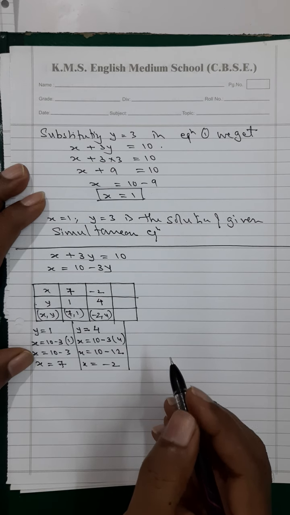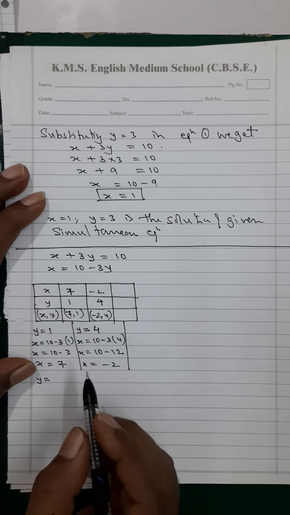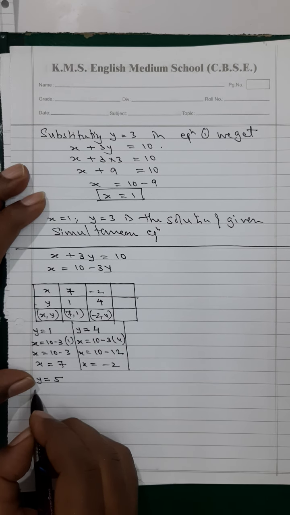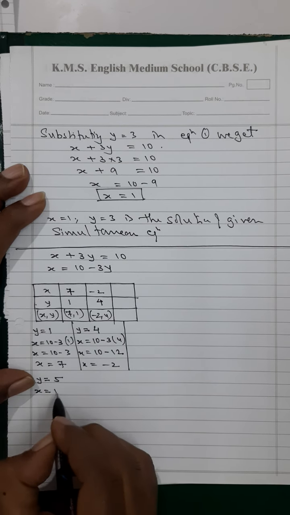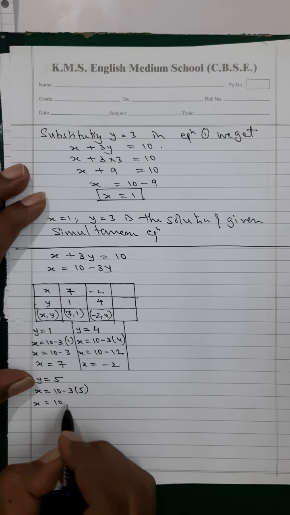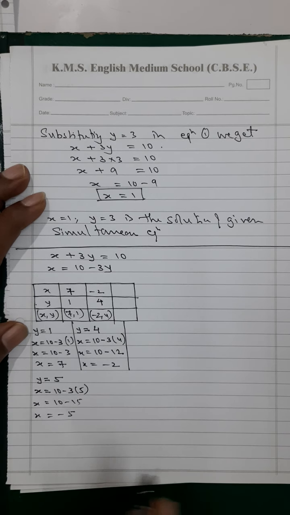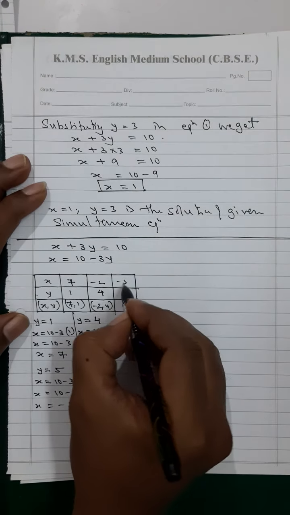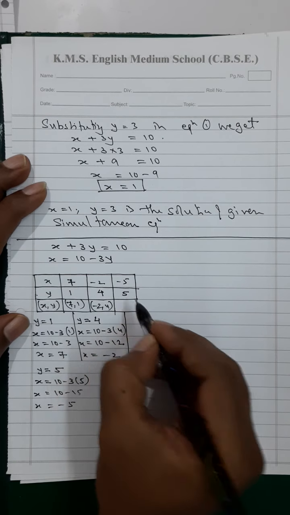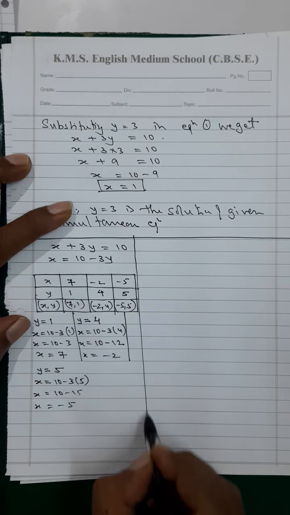For y is equal to 5 I go. So x is equal to 10 minus 3 into 5. I'll get x is equal to 10 minus 15. So x is equal to minus 5. Fine. So I'll get what? X is equal to minus 5 and y is equal to 5. So minus 5 comma 5. This is done for 1.